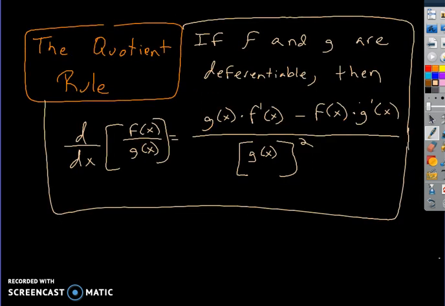The final one we're going to talk about today is the quotient rule. The quotient rule says that if f and g are differentiable, then the derivative of f of x divided by g of x is basically g of x times the derivative of f of x subtract f of x times the derivative of g of x, divided by g of x quantity squared. So if you have a division, it's a little bit more work, but it's pretty easy as long as you stick to the formula. All right, let's go forward.